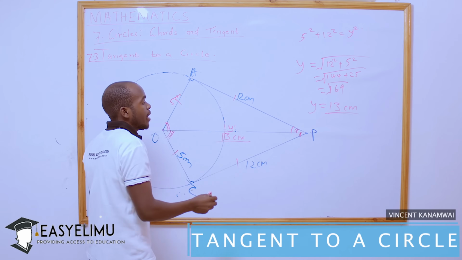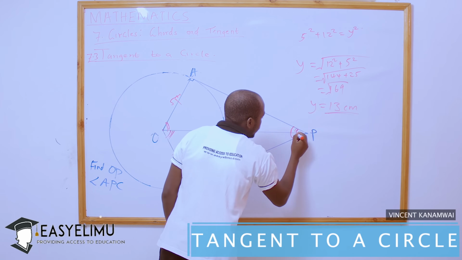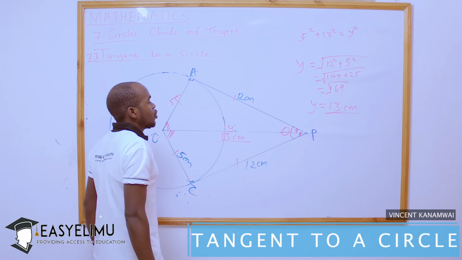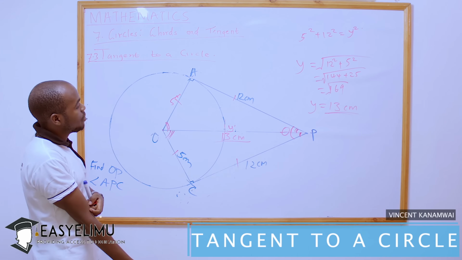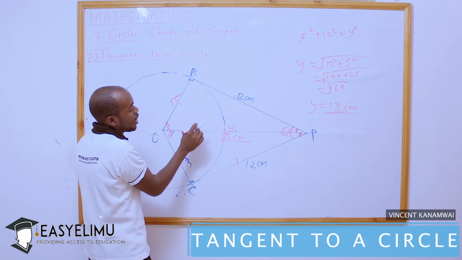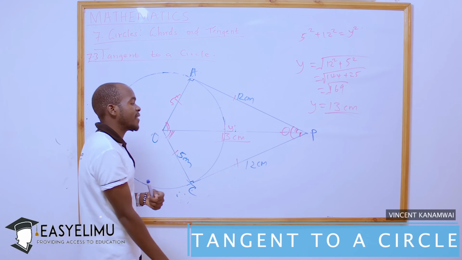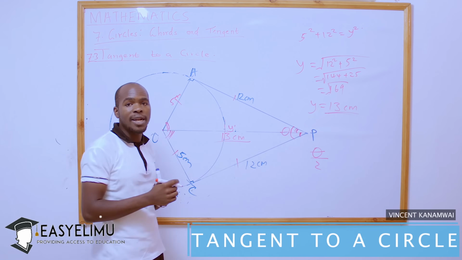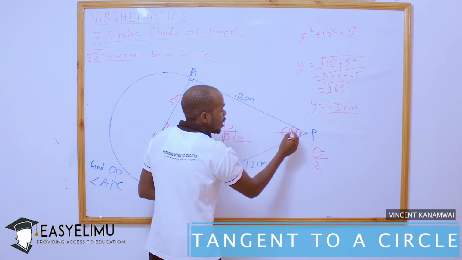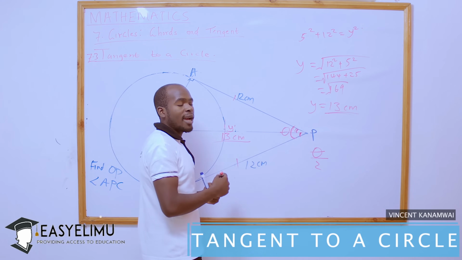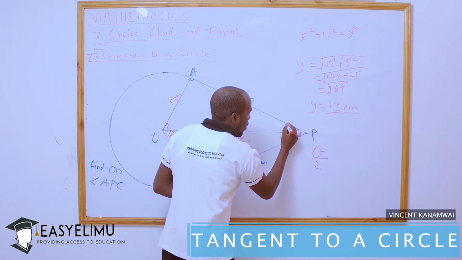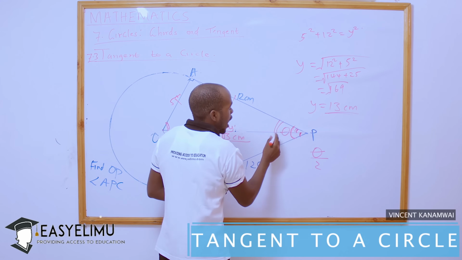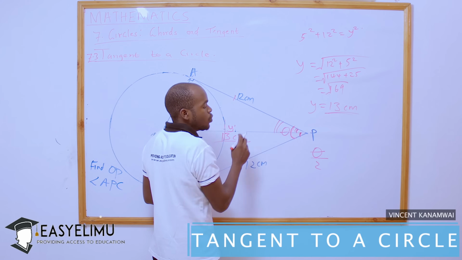Now, to find angle APC, this angle here is actually the total angle. Let's call it theta. To find theta, we use the same triangle to find one of the angles, theta over 2, because the total angle will be divided into 2 parts. If I take only one part, which is this angle here, I have theta over 2.